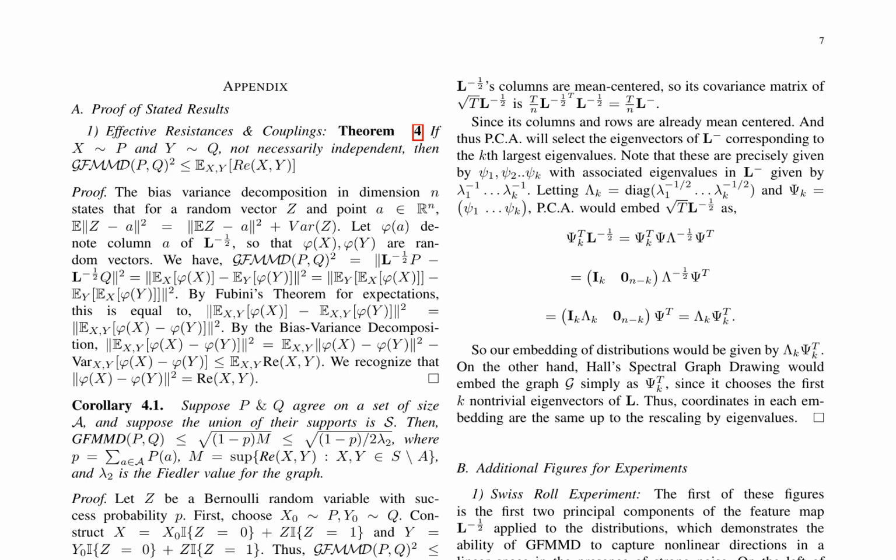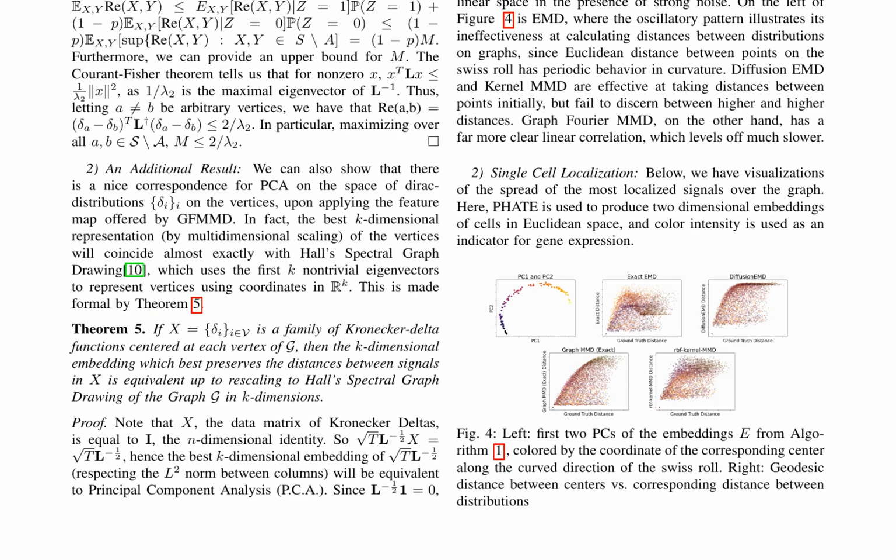The appendix provides proofs for stated results, including Theorem 4, which bounds the Graph Fourier MMD, GFMMD, between two distributions P and Q in terms of their expected resistances and couplings. The proof involves applying the bias-variance decomposition and Fubini's theorem to establish the upper bound. Corollary 4.1 provides a more specific bound for the case where P and Q agree on a set of size A, with the union of their supports being S.